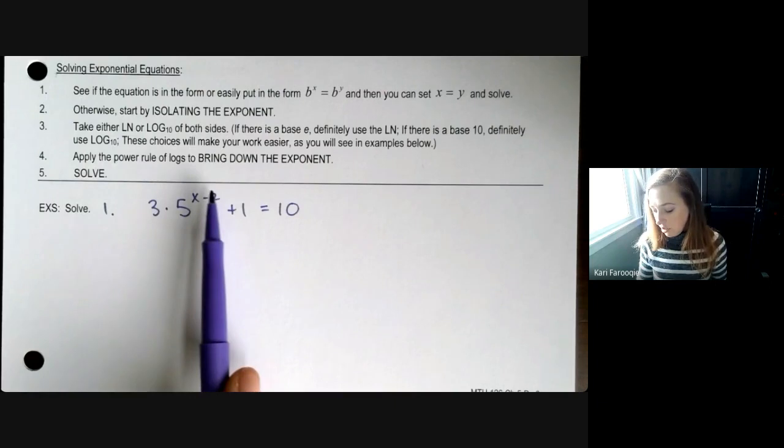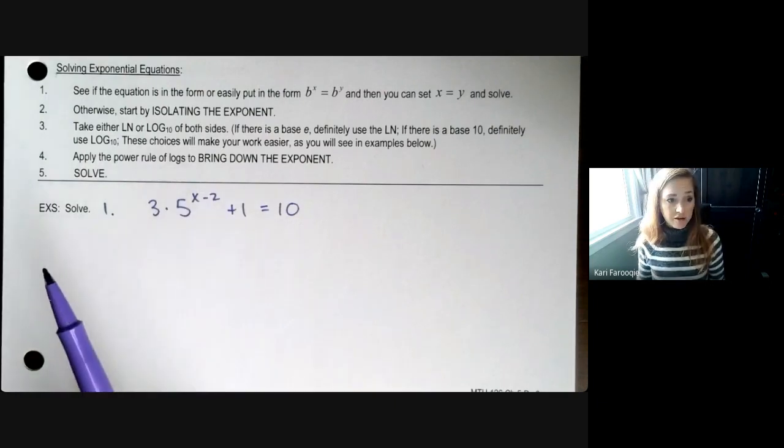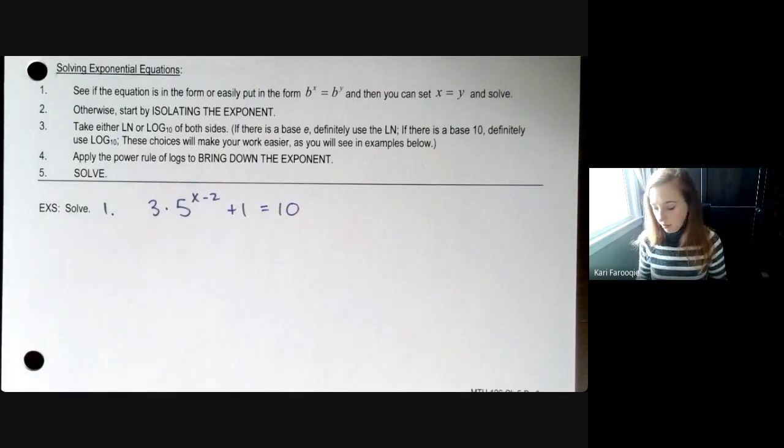You're not used to dealing with situations where we have a variable in the exponent. We got to get it out. And that's the whole purpose of the log. And you'll see how that works.